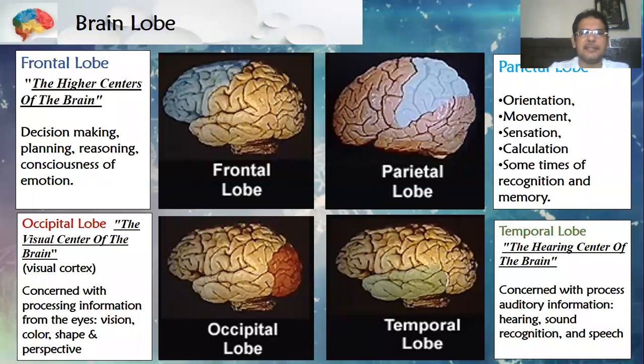In this slide, we will discuss the different lobes of the brain, which are divided on the basis of structure and function. First, the frontal lobe is the very front portion of the brain. It is called the higher center of the brain because it is involved in decision making, planning, reasoning, and consciousness of emotions. Whatever decision you make, whether we should go for it or not, whether I should buy a house or a car, the frontal lobe makes the reasoning. It is involved in planning and decisions, and it is the portion of the brain which is enlarged in humans. That's why we have superior behavior and planning.